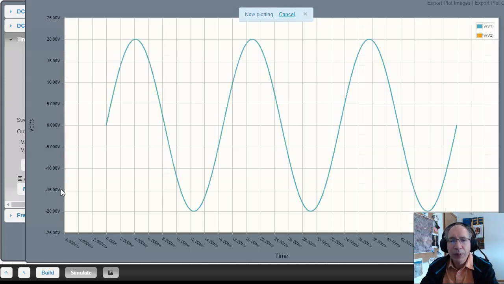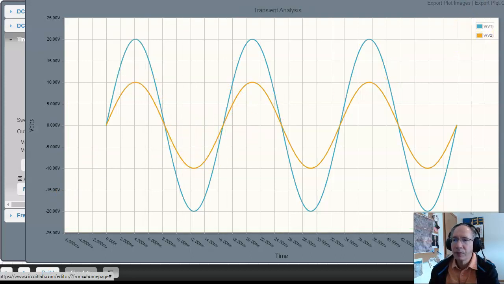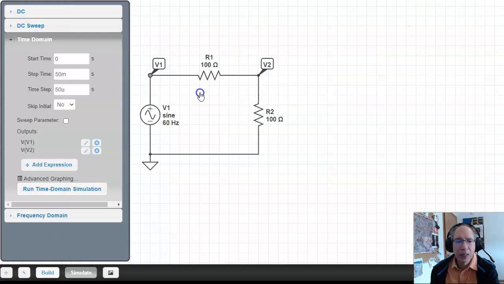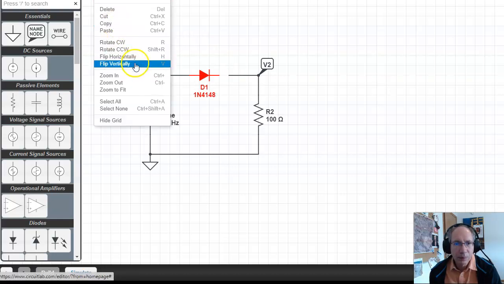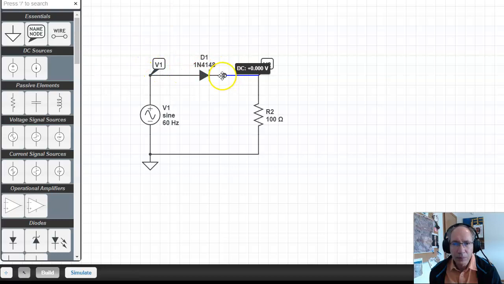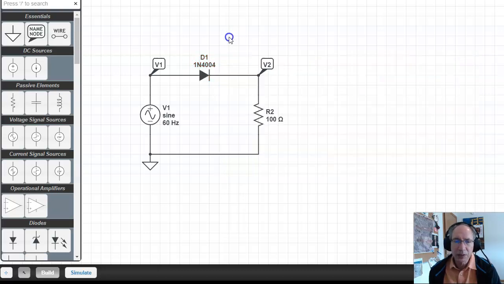So when I run that, this is just a voltage divider. V2 is just half of V1. And I get both positive and negative. That's a resistor. Now let's go back and replace R1 with a diode. And let's make that a 4004 diode, similar to the ones we have in lab.